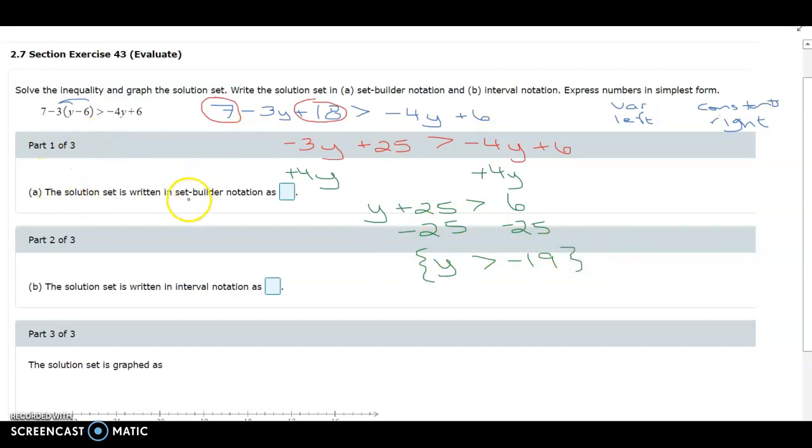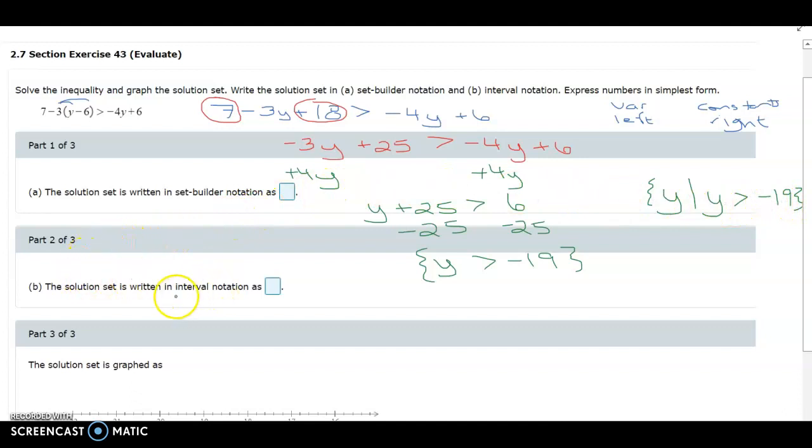And for set builder notation, you're going to put the same thing, but you're going to do a curly bracket, a y, and a vertical line, which is already set up when you click this box. It should already be set up, and then you're going to type in y is greater than negative 19, and it closes with a curly bracket. You should select this notation, type in y is greater than negative 19, and then you should be done.